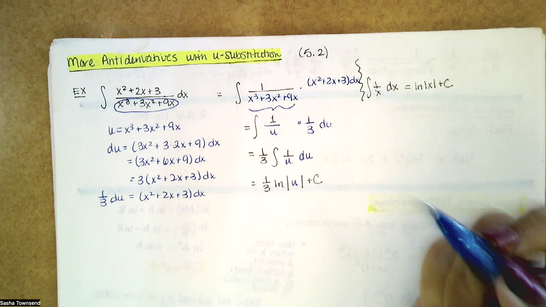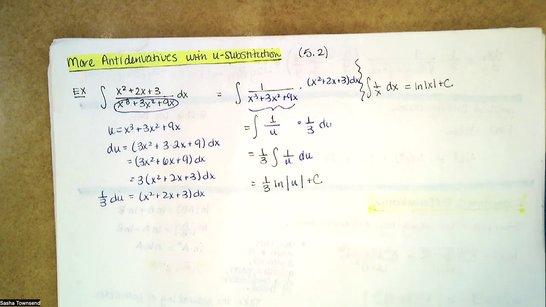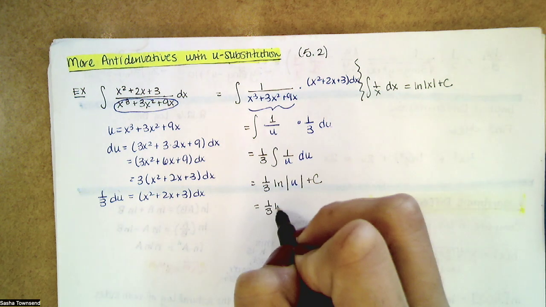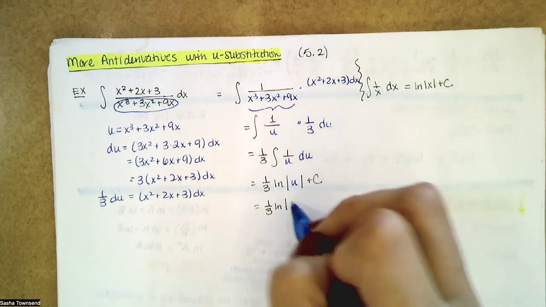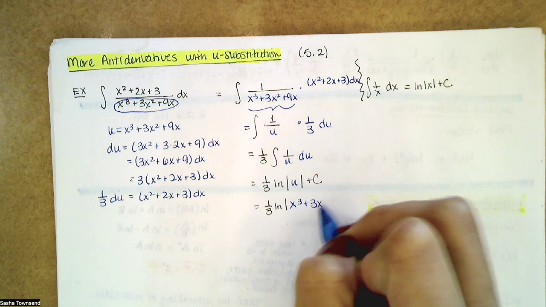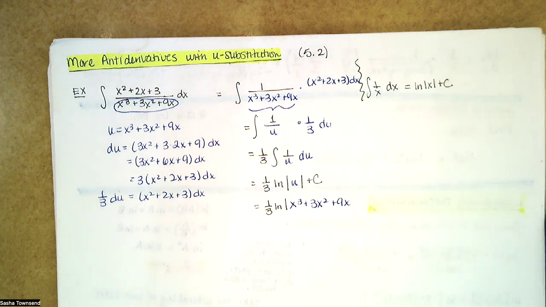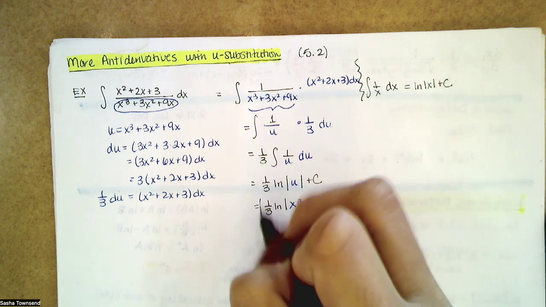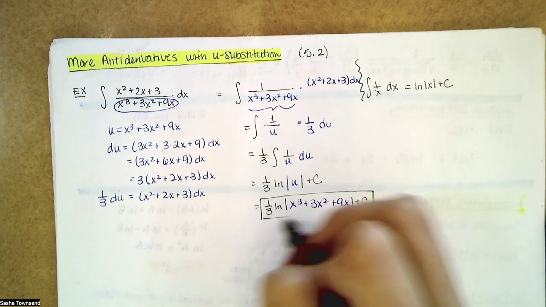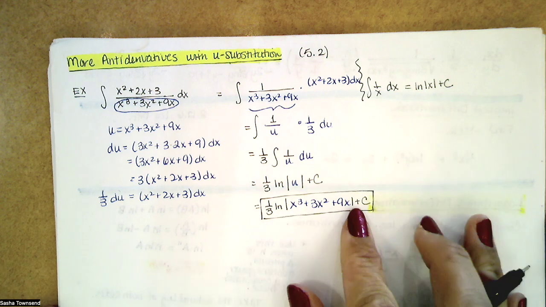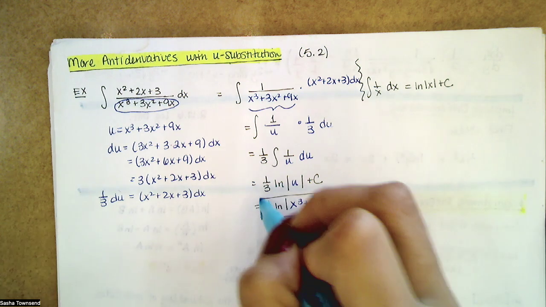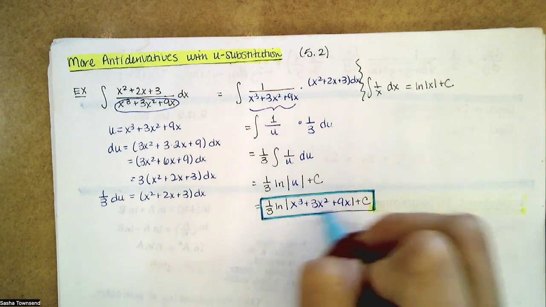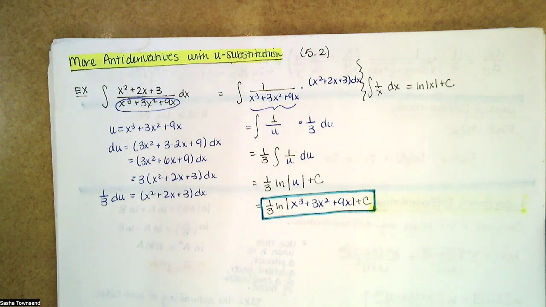And then we want our final answer in terms of x, not u. So we replace u with whatever it was in terms of x. And u was that x cubed plus 3x squared plus 9x. So we'll substitute that in. And that is our antiderivative. Now we don't have to, but if we want to, we could check our answer by differentiating this. And if you take the derivative of this, you should get that integrand back after simplification. So let's check by differentiating.